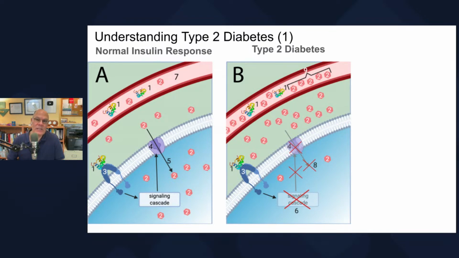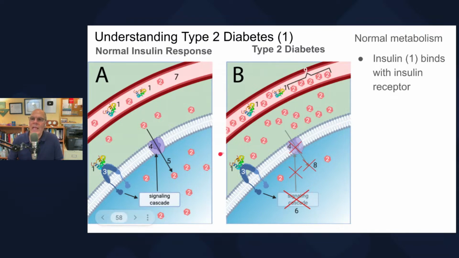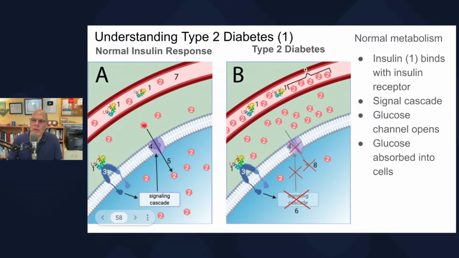Type 2 diabetes is essentially at epidemic levels in the United States. And here's how it works. In normal metabolism in people who don't have type 2 diabetes, insulin binds with an insulin receptor, as we've seen. And what that does is cause a signaling cascade that opens a glucose channel. It's called GLUT4, I believe. And once that channel opens up, glucose gets absorbed into the cell. So this is the normal mechanism of glucose entry into liver cells that we've been talking about previously.